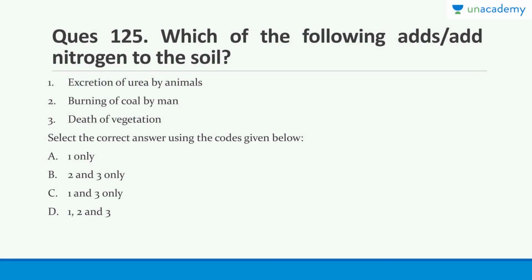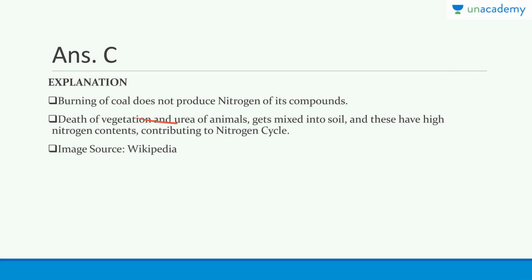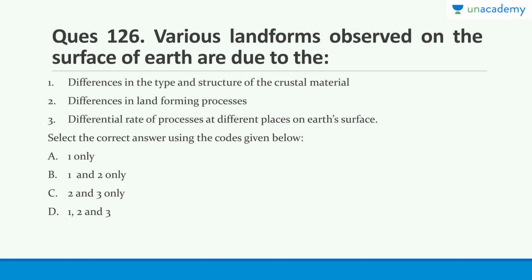Question 125. Which of the following adds nitrogen to the soil? Excretion of urea by animals, yes. Death of vegetation, yes. Burning of coal does not add anything related to nitrogen. Answer is C, 1 and 3. Burning of coal does not produce nitrogen or its compounds. Death of vegetation and urea of animals get mixed into the soil, and these have high nitrogen content contributing to the nitrogen cycle.